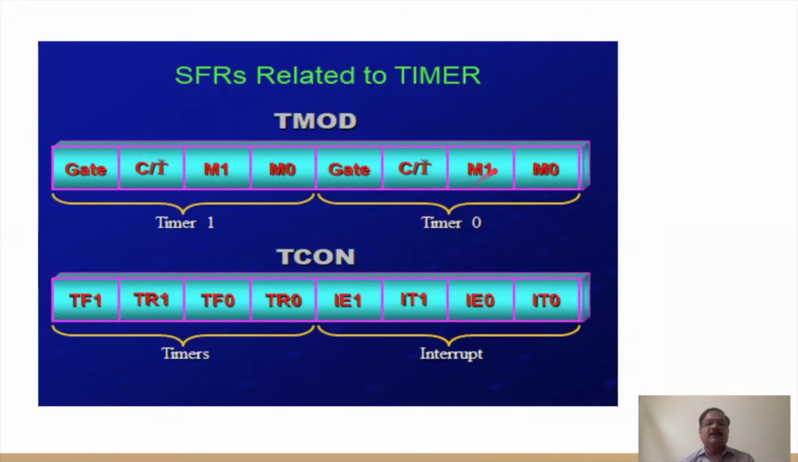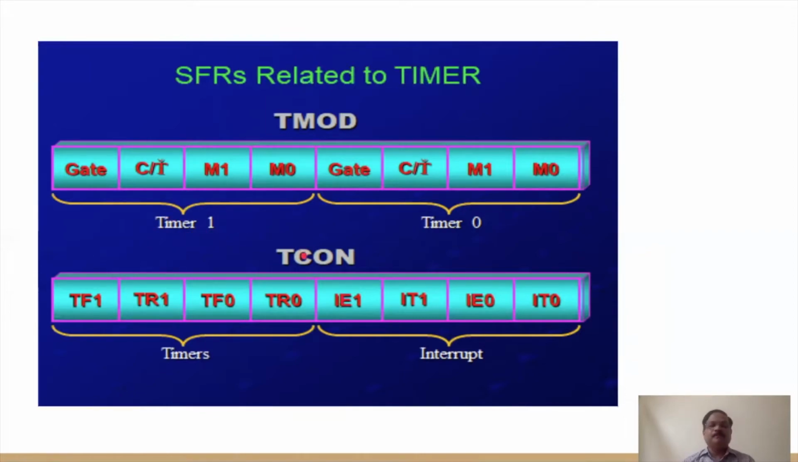So that can be decided using the status of these 2 bits, M0 and M1, from 00 to 11 to select the appropriate mode. Then the C/T bar bit is used to define whether you want to use it as a counter or timer. The gate bit should be enabled in order to use the corresponding timer counter. Same for the MSB 4 bits, only difference is those are used for timer 1.